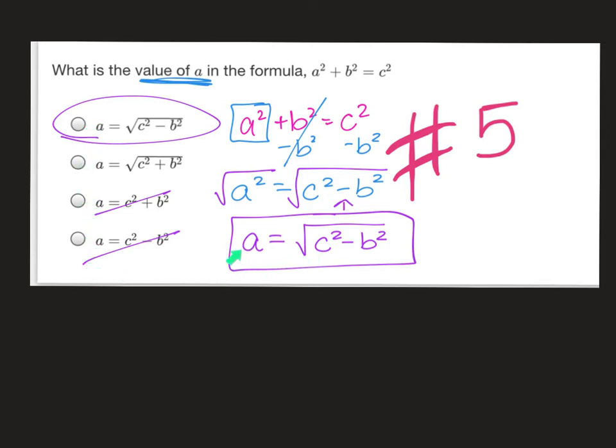But the problem is this A squared can't just change to A without doing something. And this something is the square root. Okay, so that means that on these last two, you can't just have this written this way without that square root symbol. So it had to be either A or B. And then we know that we subtracted that B squared, so it's got to be the one with subtraction.